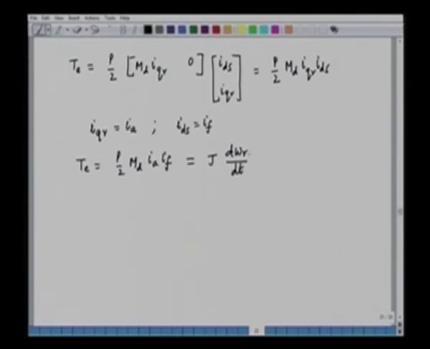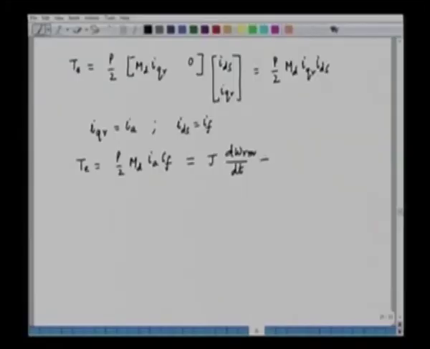So if you want to find out the torque, this has to be the mechanical speed, omega r m, and this J d omega r m by dt is the inertial torque. J is the moment of inertia and d omega r m by dt is the angular acceleration of the rotor, the mechanical angular acceleration of the rotor.